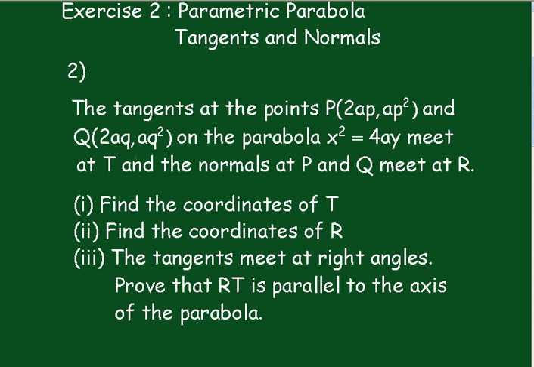Number 2. The tangents at the points P (2ap, ap squared) and Q (2aq, aq squared) on the parabola x squared equals 4ay meet at T, and the normals at P and Q meet at R. Part 1, find the coordinates of T. Part 2, find the coordinates of R. Now the tangents meet at right angles. Prove that RT is parallel to the axis of the parabola. Okay, now pause the video. Have a go at this one.